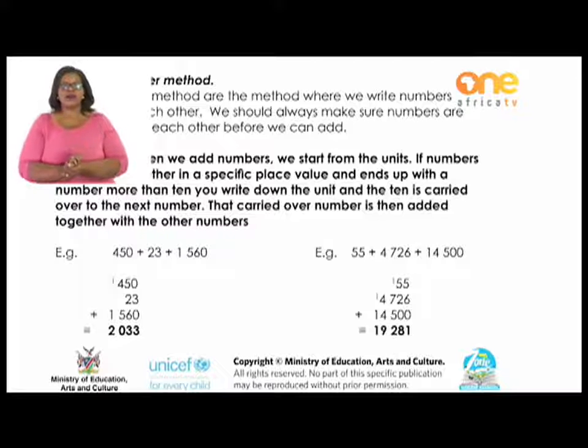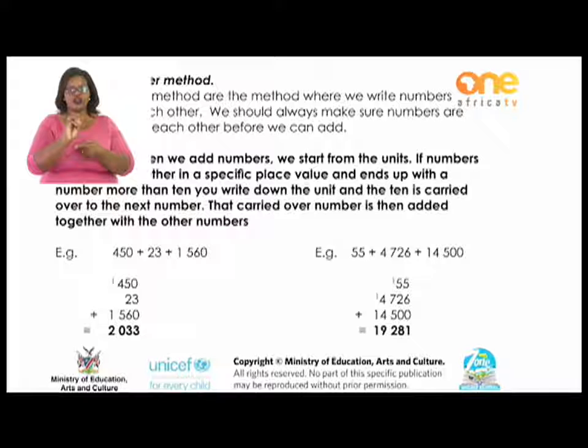Now let's add. 3 plus 0 is 3, plus another 0 equals 3. Then 5 plus 2 equals 7, plus 6 equals 13. Now we write down the 3 and we carry the 1 over to the 4. Then we say 4 plus 5 equals 9, plus the 1 that was carried over, and that equals 10.